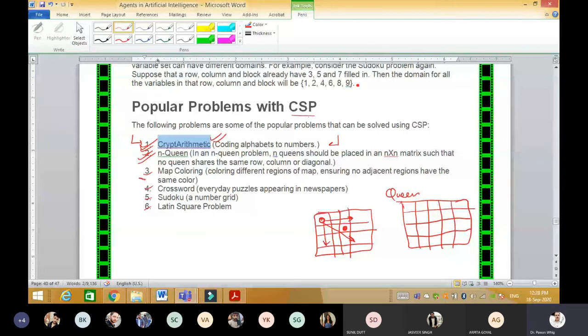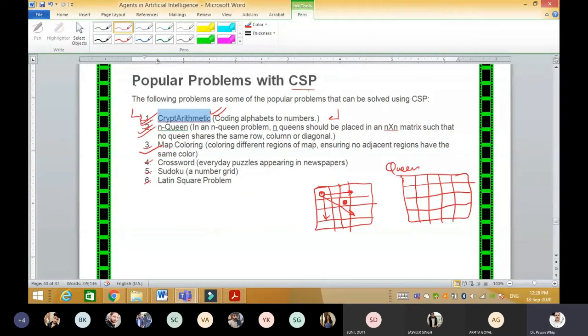Again, there is a constraint problem which is very popular, that is map coloring. If you want to color a whole map, this is the most popular one. If you want to color a whole map of the world, say these are certain cities, right? You have to color it in such a way, ensuring no adjacent region has the same color.